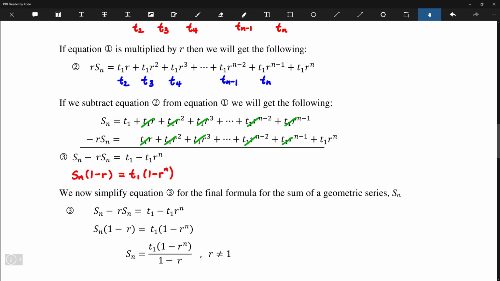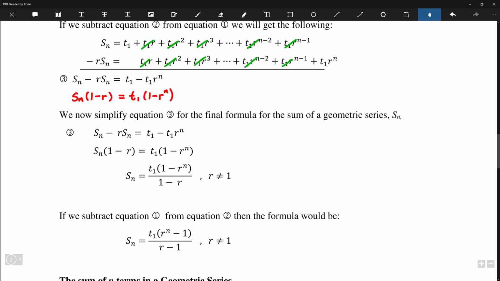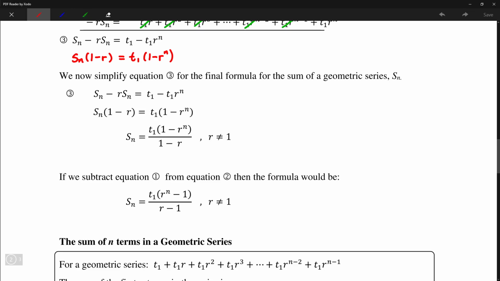Okay, so if the same process was used, but we subtract equation 1 from equation 2 instead back at the top here, we'll have a slightly different version of the formula. So this is what we did, and this is if we subtracted 1 from 2 instead. They both work. They're functionally the same. So we'll have Sn is equal to t1 times r to the n power minus 1 all over r minus 1. And again, they both work.